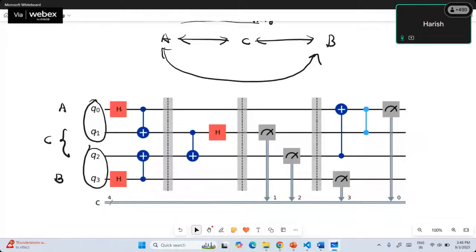Is the screen visible? Because I am using my mobile's internet. Hello? Yes, it's visible. Visible and audible also? Yeah, and audible also.